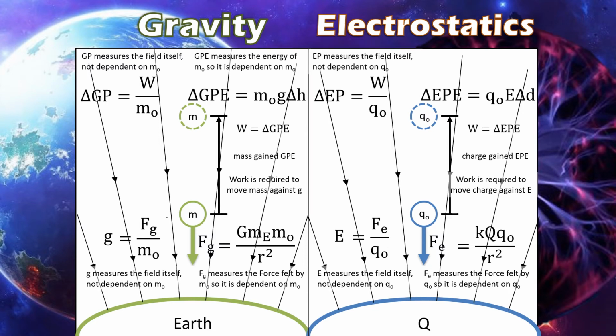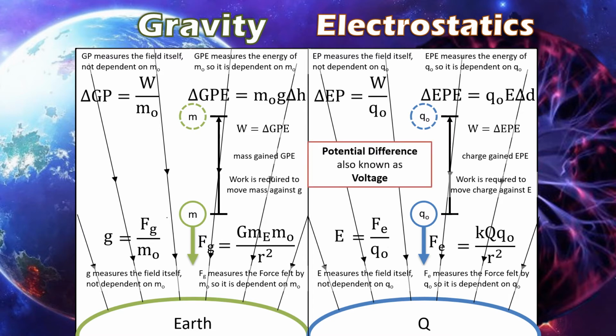The electric potential difference measures the field itself. It's not dependent on how much charge you place here because we're dividing it out. We're just describing the field. The electric potential energy measures the energy of the charge, so it is dependent on the charge. Potential difference is also known as voltage, and this equation, work per charge, that's the equation for voltage. Beautiful.